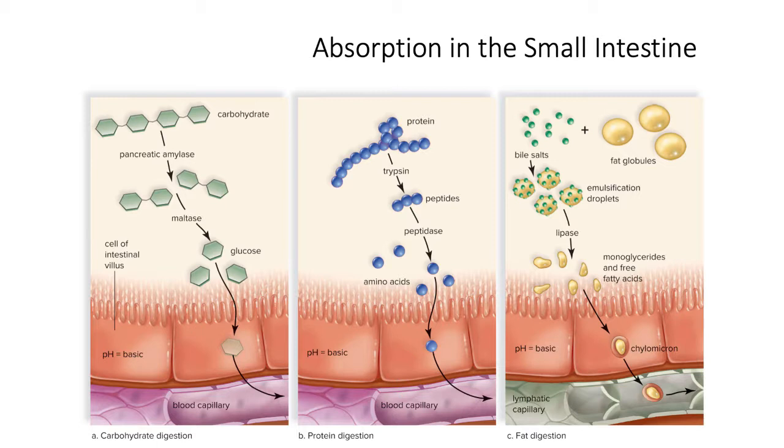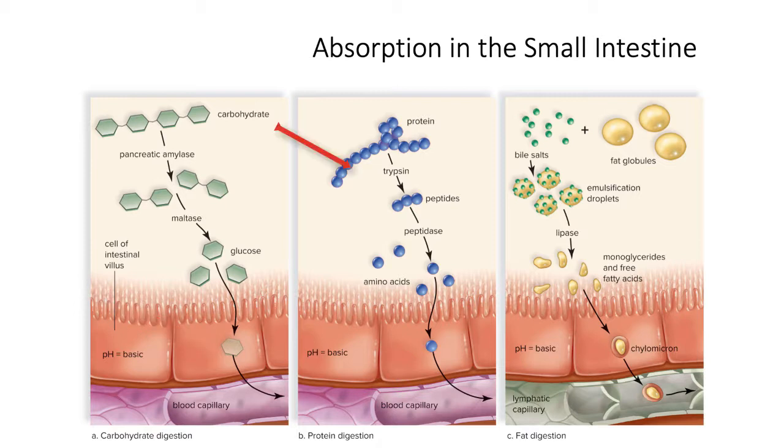Nutrients are absorbed across the walls of the villi into either a blood capillary or a lacteal. Remember, the lacteals are part of the lymph system, which returns excess interstitial fluid to the circulatory system. In the first panel, you can see that carbohydrates are broken down by amylase and then absorbed through the mucosa cells into a blood capillary.